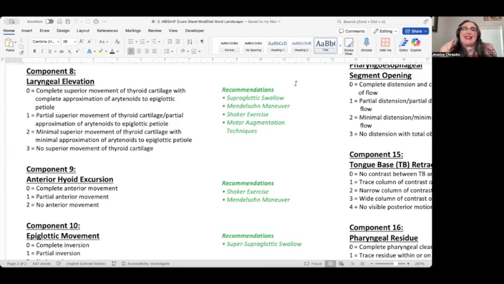So component 8 is how high does it go, and component 9 is your hyoid bone, which is the U-shaped bone at the crook of your neck where your chin and your neck meet. There's a U-shaped bone there called your hyoid, and that is supposed to move forward a little bit based off of the muscles that are involved when you swallow.